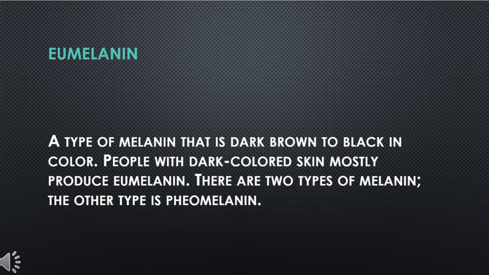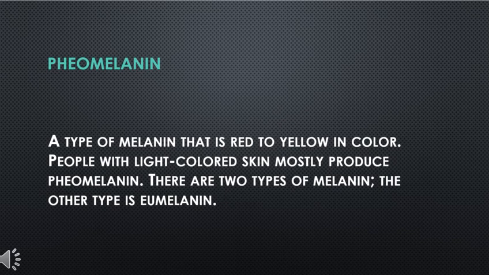Eumelanin. A type of melanin that is dark brown to black in color. People with dark-colored skin mostly produce eumelanin. There are two types of melanin, the other type is pheomelanin. Pheomelanin. A type of melanin that is red to yellow in color. People with light-colored skin mostly produce pheomelanin. There are two types of melanin, the other type is eumelanin.